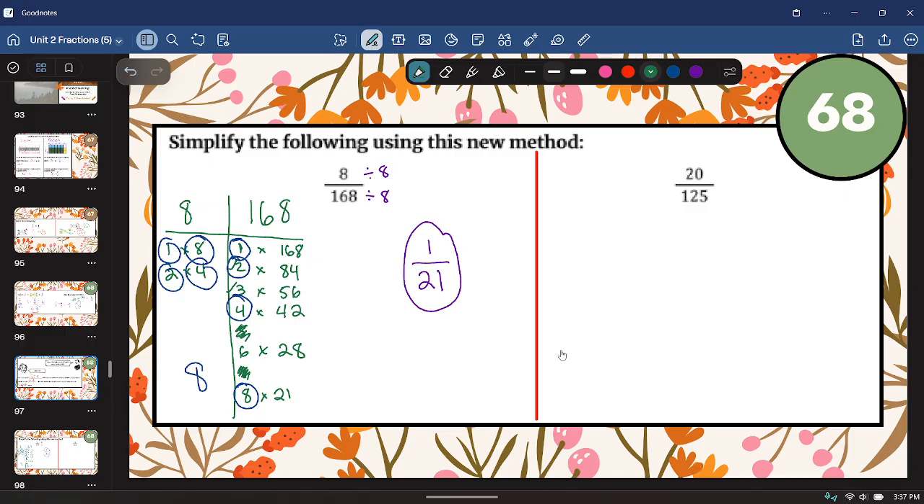If you didn't already try, please try 20 and 125. It's much easier than the problem we just did. So if you didn't give it a shot, please do now.